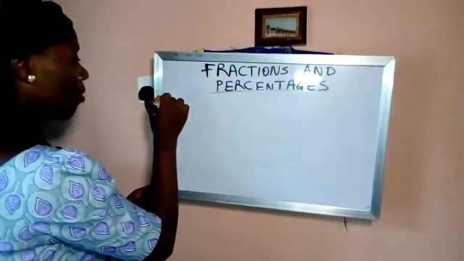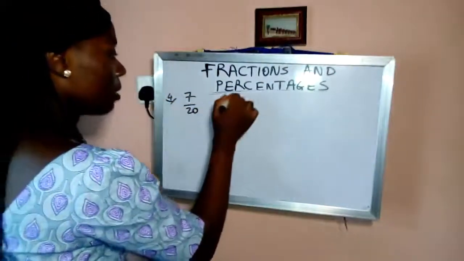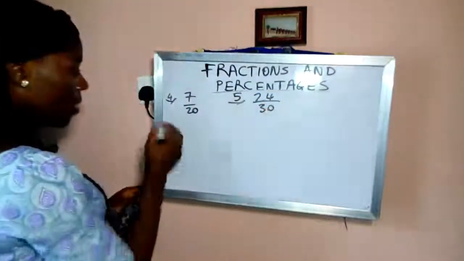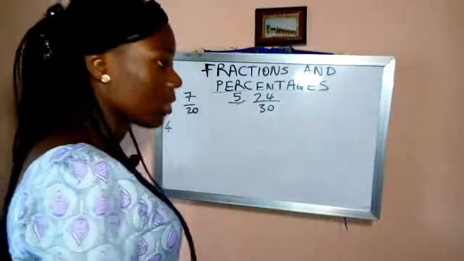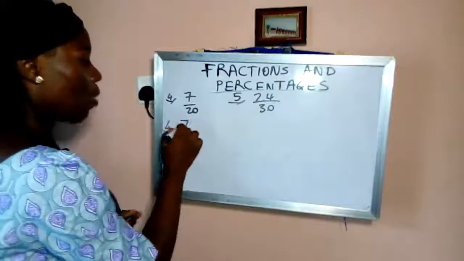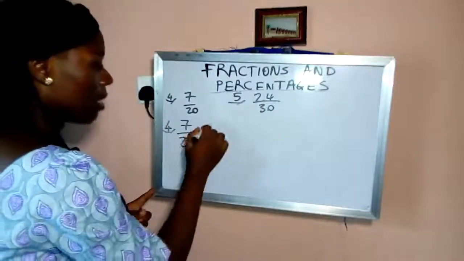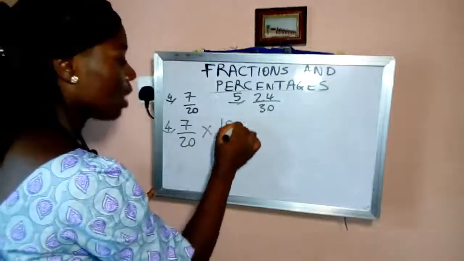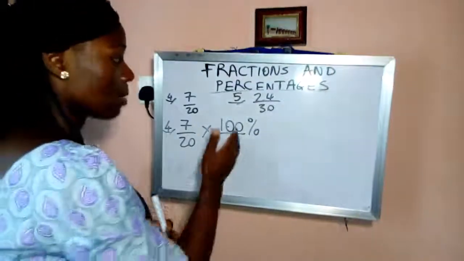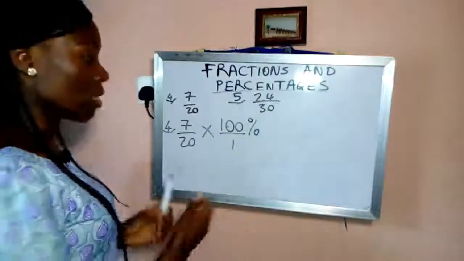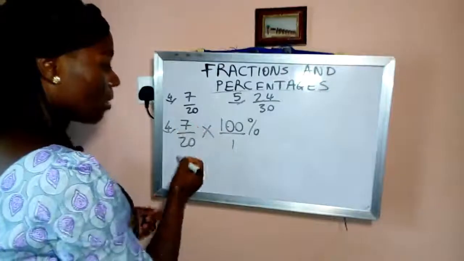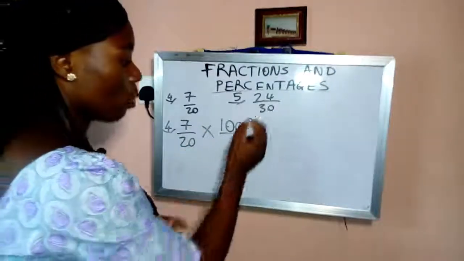Alright, let's see number 4. 7 over 20. Fifth one, let's see 24 over 30. Okay, for this one, as we've done for the first 3, simply multiply by 100%. Okay, 7 over 20 times 100%. Remember, you can still put over 1 underneath it. It doesn't change the question because any number divided by 1 is that same number. Okay, now we're having 7 over 20 times 100 over 1%.